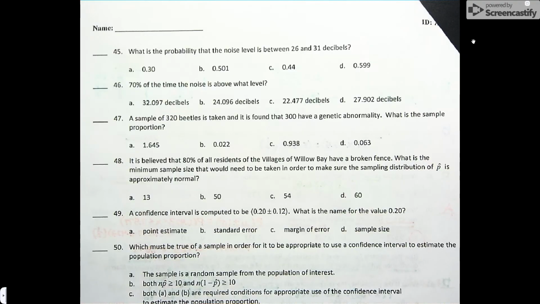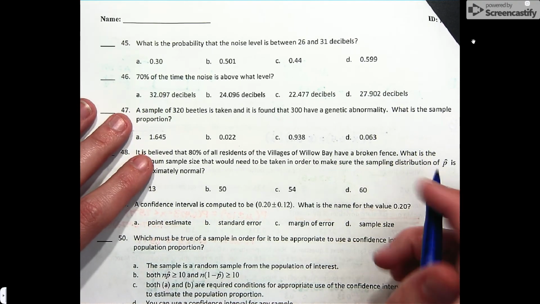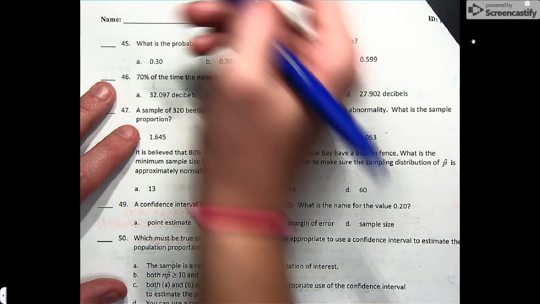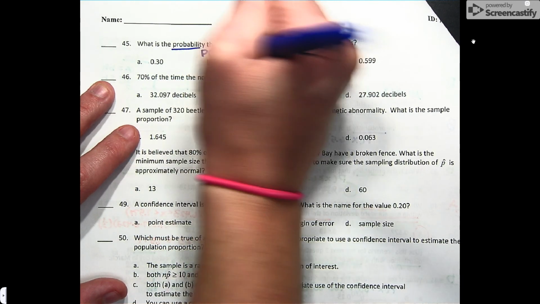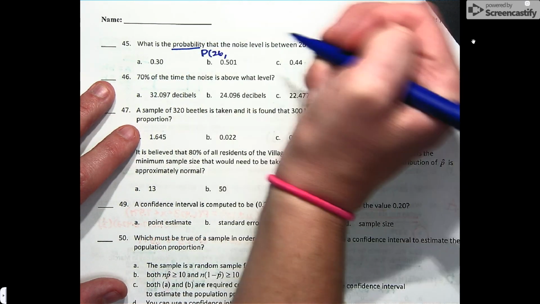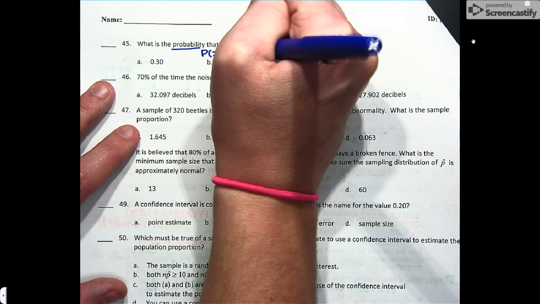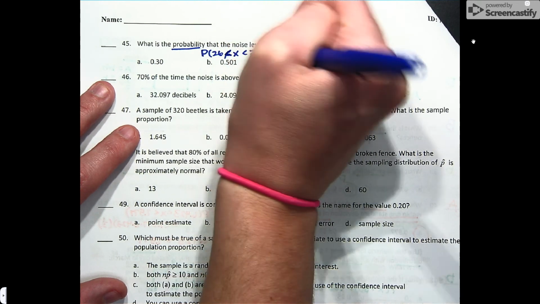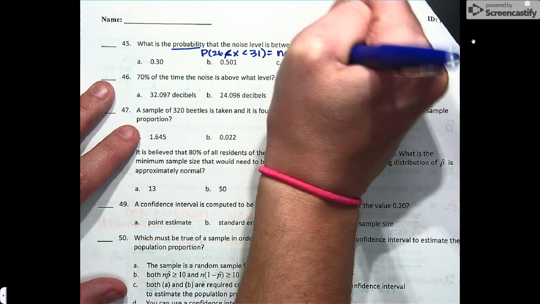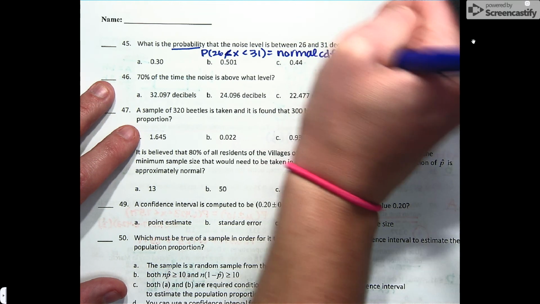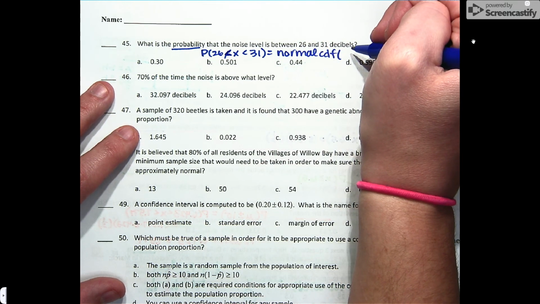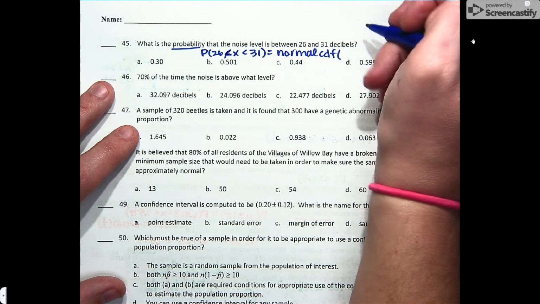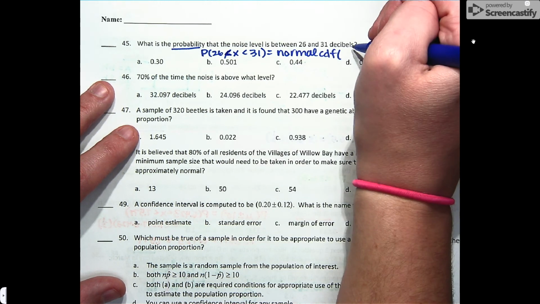Okay, let's see what we have on the next page. Now they want to know what is the probability that the noise level is between 26 and 31. So since I'm actually trying to find the probability, I'm going to go ahead and just use my normal CDF calculation because this is the normal curve, and I want to actually find the area. So to find the area, you use normal CDF, aka the probability.